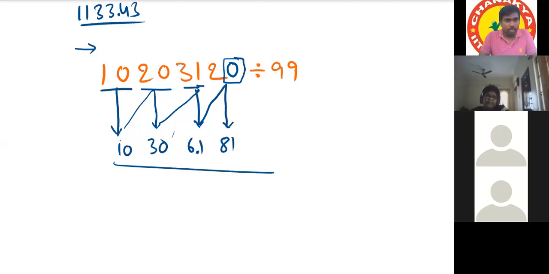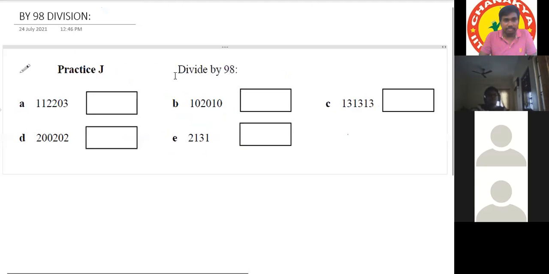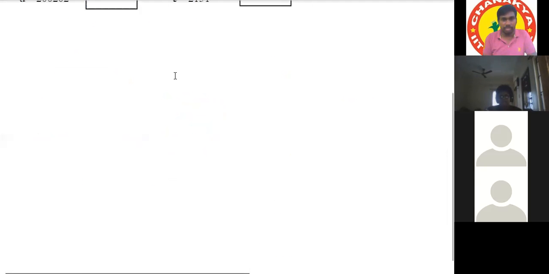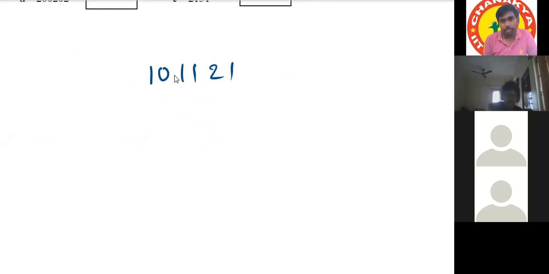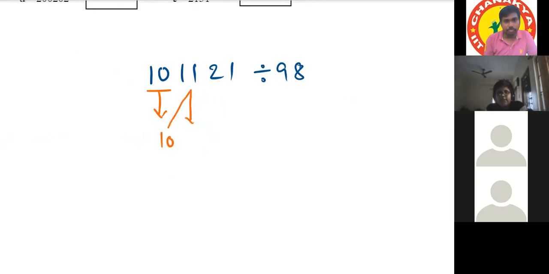Okay, sir. Then division by 98. Let us do an example and later we'll solve. 101121 divided by 98. Then tell me. First, pairs: 10, sir. 10 doubled is 20, we have to double it. 20 plus 11 is 31. 31 doubled is 62. 62 plus 21 is 83. Sorry, 82. That's all. So 82 is the remainder, not 0.82.